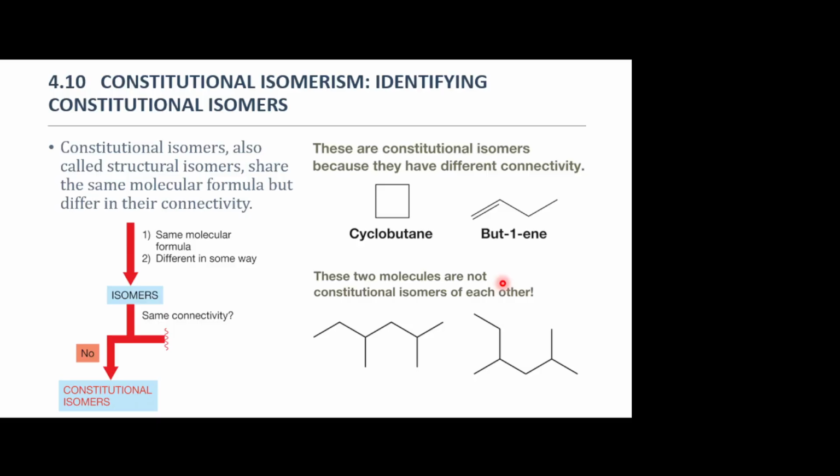Okay, let's talk about constitutional isomerism and identifying the constitutional isomers. So again, constitutional isomers are also called structural isomers. That's another name for them. They're going to share the same molecular formula, but they're going to differ in the connectivity. Okay? And so you're going to have the same molecular formula. You'll have 4 carbons, 8 hydrogens, right?